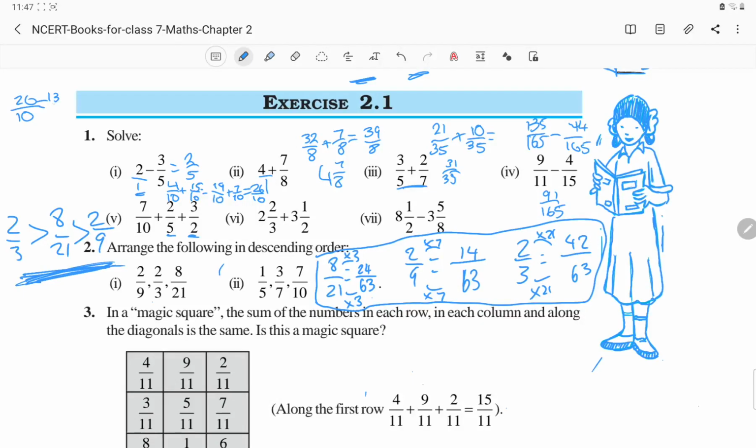One, 3 by 5. 13 by 5. I think that's all we can do. So 5, 10, 2, and then 3 by 5. Okay, so next, 2.